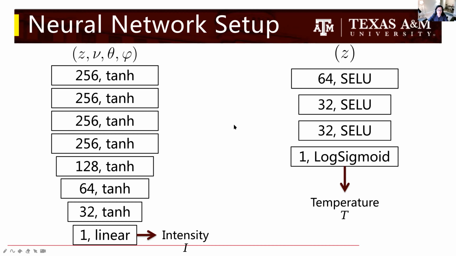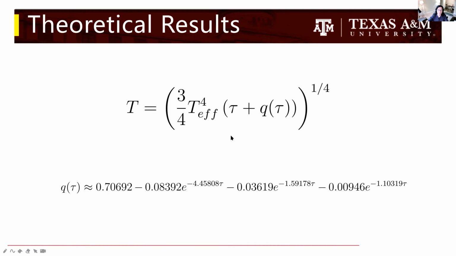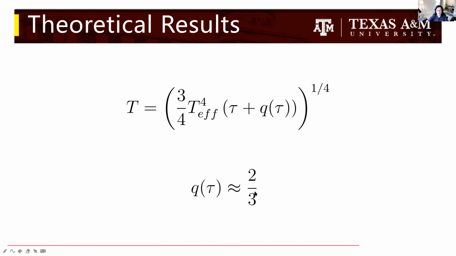And for this question, we actually have a theoretical solution which looks like this. The tau here is a linear function of the spatial coordinate z. And the T_eff here is a parameter we should know beforehand. The Q is a rather complicated function which looks like this one, but sometimes we choose Q equals 2/3, which is also a good approximation.